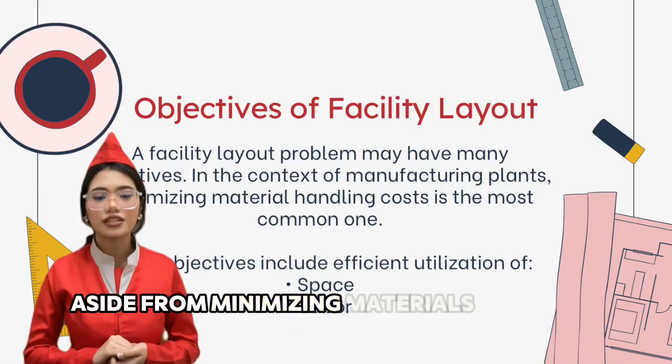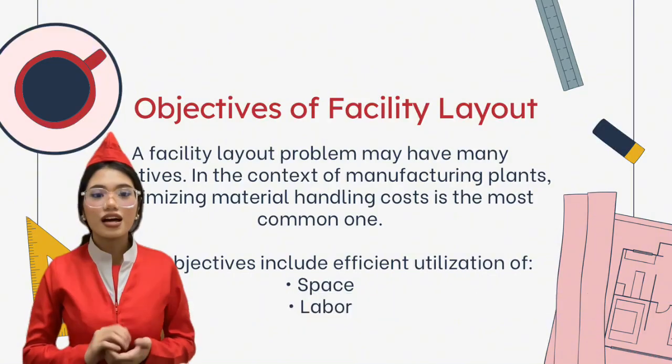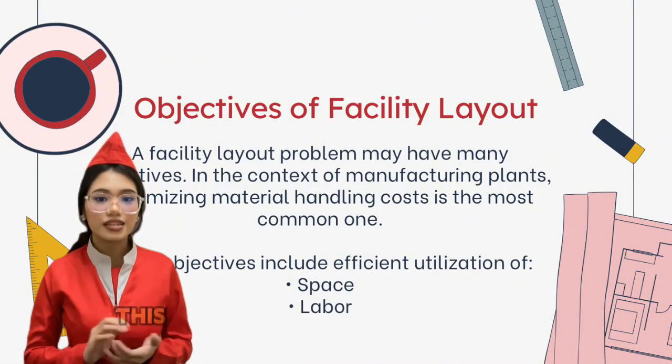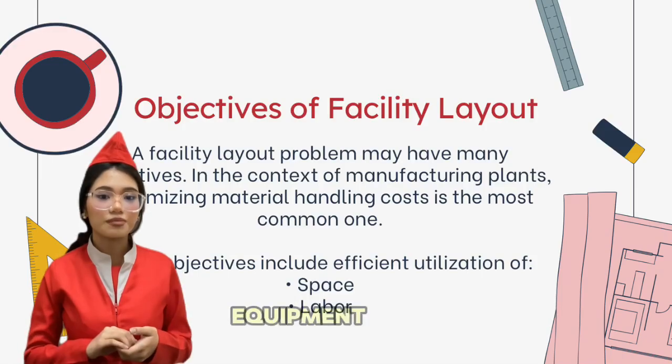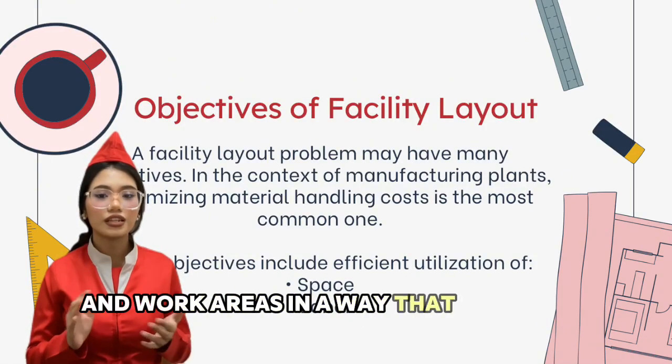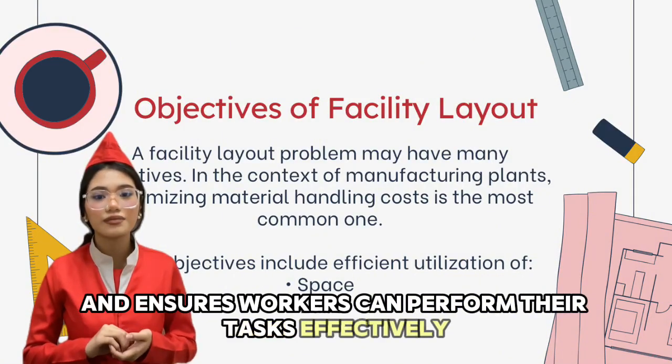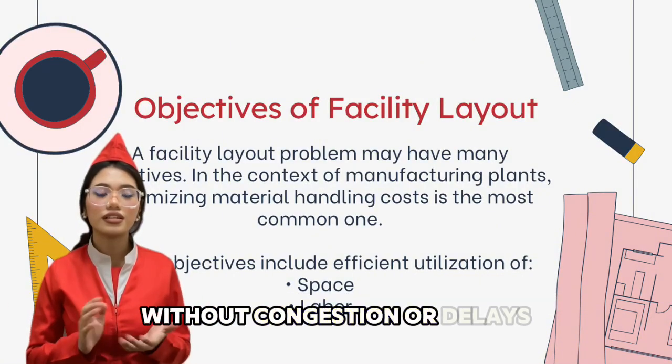Aside from minimizing materials handling costs, another important objective is the efficient use of space and labor. This means arranging the machines, equipment, and work areas in a way that maximizes available space and ensures workers can perform their tasks effectively without congestion or delays.